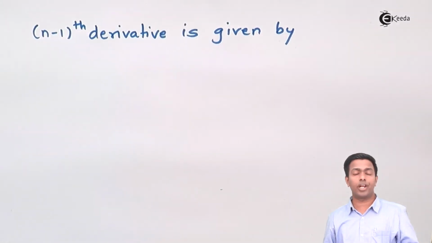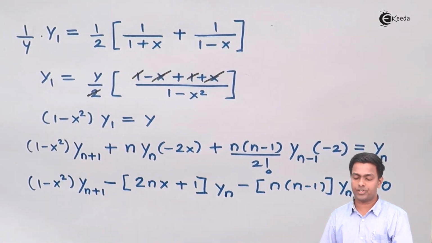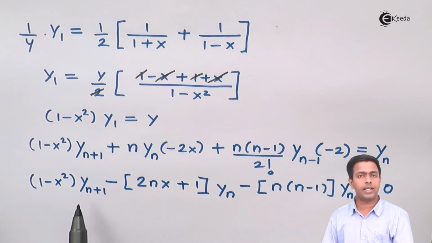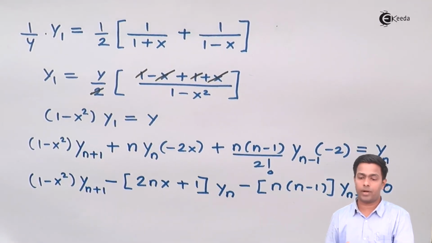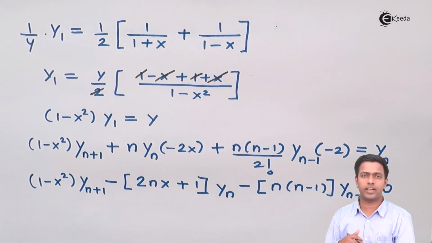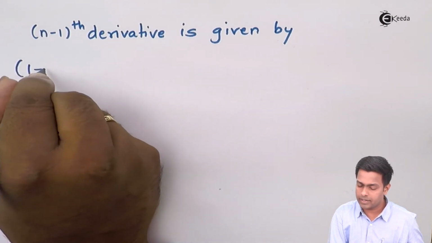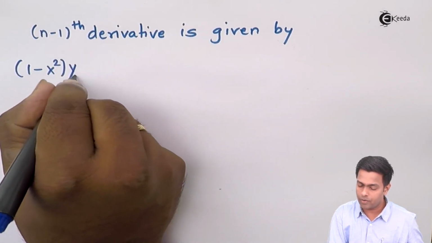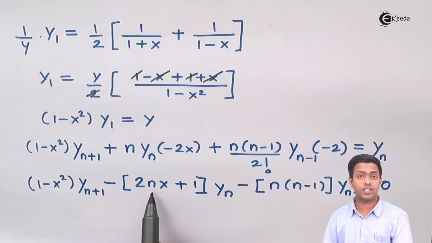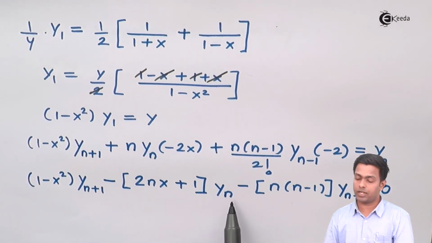So I will take the n minus 1th derivative of this equation. Accordingly, wherever I have the nth derivative term, I'll reduce it by 1. So here I have y of n plus 1. By taking the n minus 1th derivative, this will become y of n. So I will get 1 minus x square into y of n. Next here I have n, that will become n minus 1 because I'm reducing it by 1. This will be reduced by 1, so this will become n minus 1.